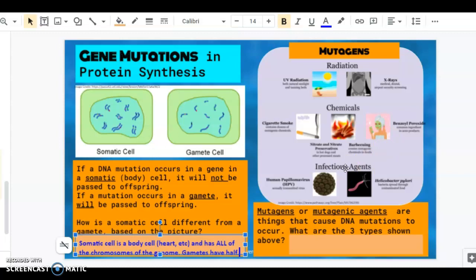And infectious agents, based on the way that they work, if they are interfering with the DNA of the host cell, which is the cell they're infecting, can also cause havoc and create gene mutations in the DNA of the host cell. So what are the three types shown? We have radiation, chemicals, and infectious agents.